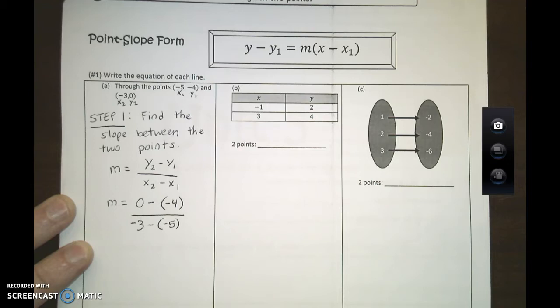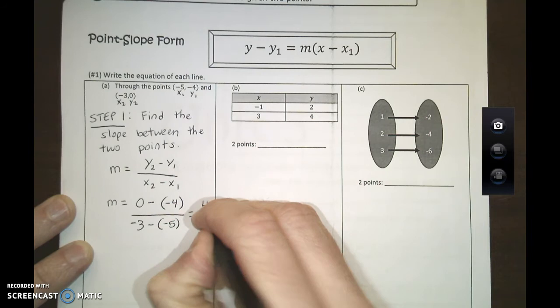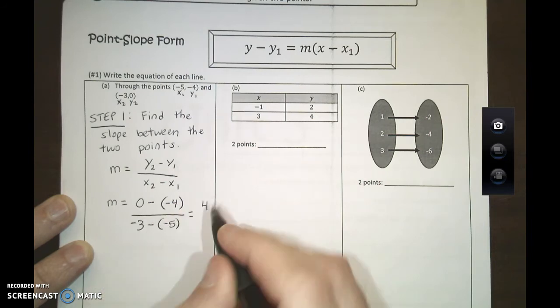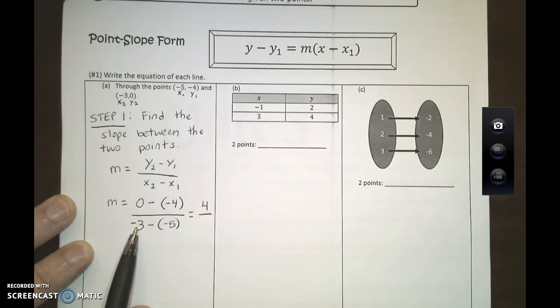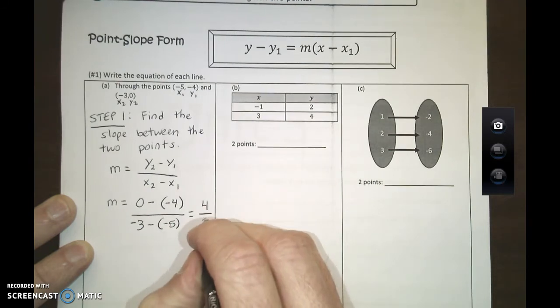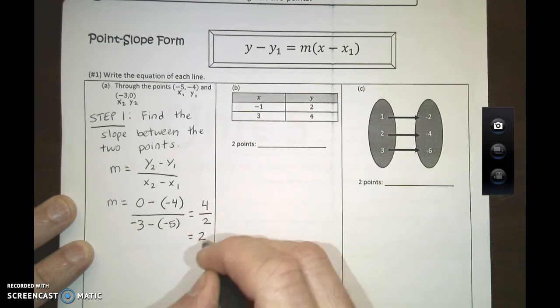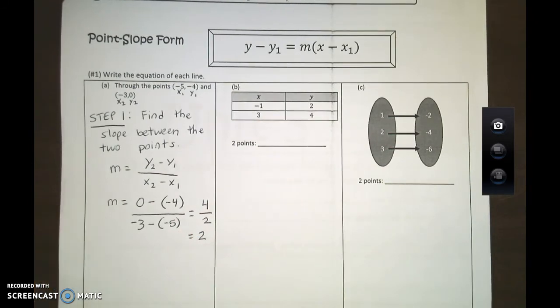So I took my y values and subtracted them, and then I took the x values and subtracted them. 0 minus negative 4 is positive 4 because this turns into plus 4. Negative 3 minus negative 5, well, this turns into positive 5, so this is 4 over 2, which I can simplify to be 2. So my slope equals 2.